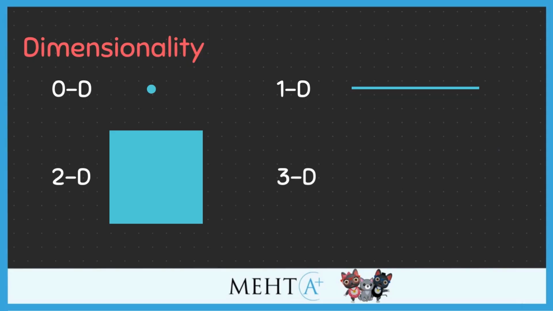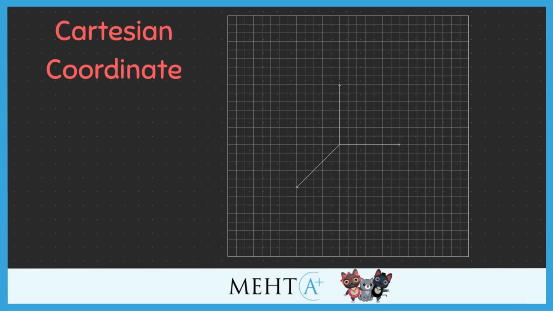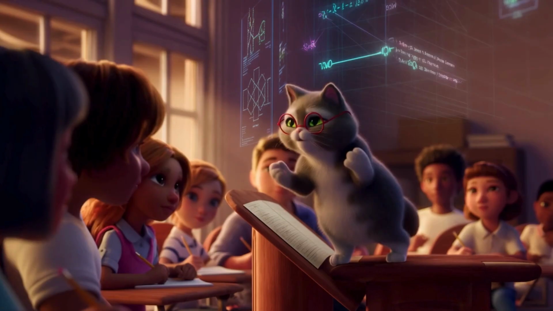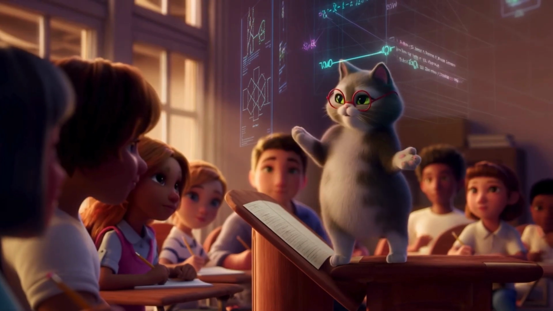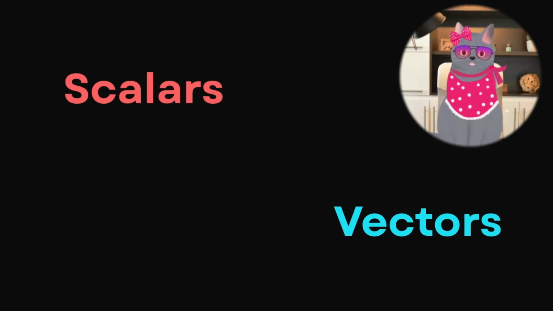Now on to 3D. 3D is a volume, something like a cube. So if we were to draw out the Cartesian coordinate, what would be the axis? Would it be x, y, z? No, we are now in Miss Paws' machine learning course. The axes would be x1, x2, and x3. You get the point. Now on to scalars and vectors.